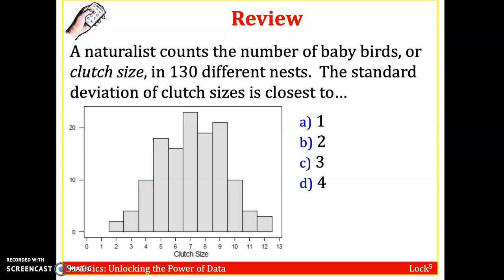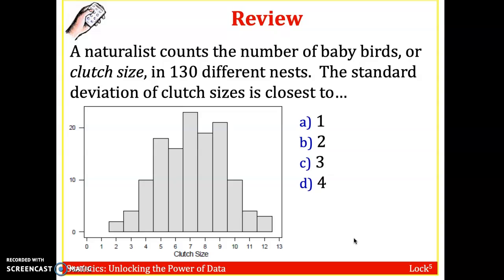A naturalist counts the number of baby birds, or clutch size, in 130 different nests. And the information is displayed in this histogram below. The standard deviation of clutch sizes is closest to what? All right, go ahead and pause and see if you can get it correct. I'll give you a hint. You should be using the 95% rule.